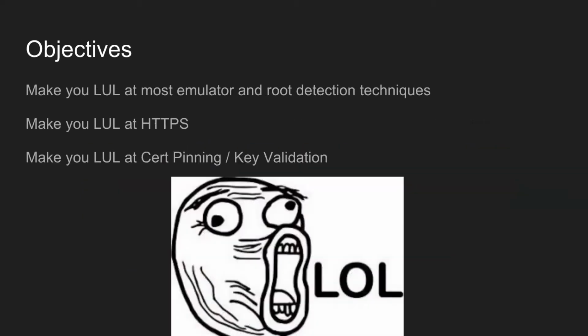So my objective at the end of this talk is to make you all able to laugh at all the emulator and root detection techniques that I commonly see in mobile apps. I want you to be able to laugh at any kind of HTTPS implementation because you'll know how to get around it. And also, if the devs are doing cert pinning or key validation, I'll show you how to get around that too.